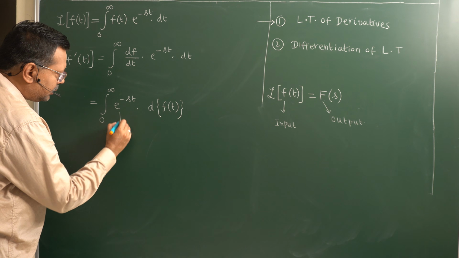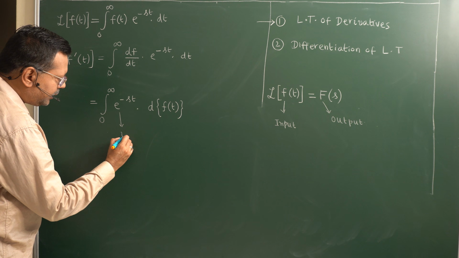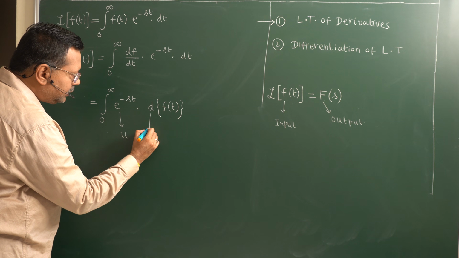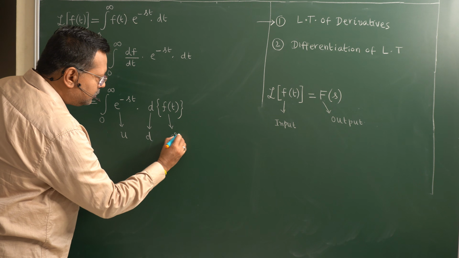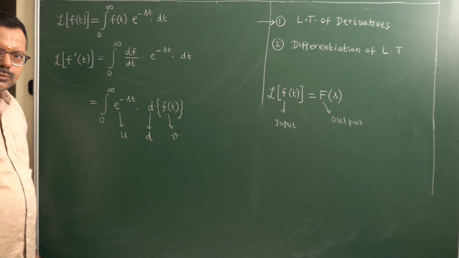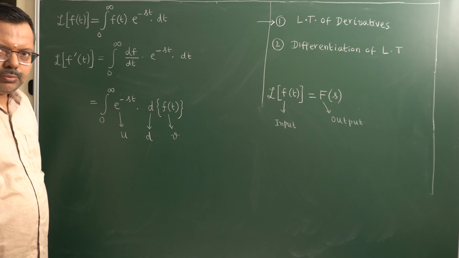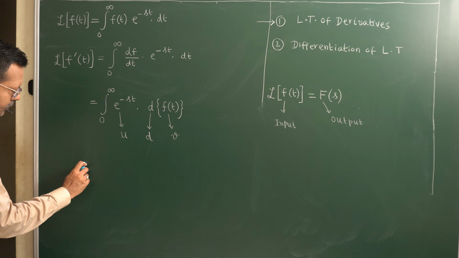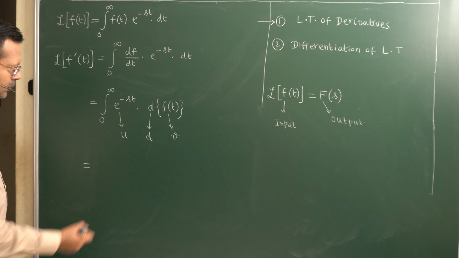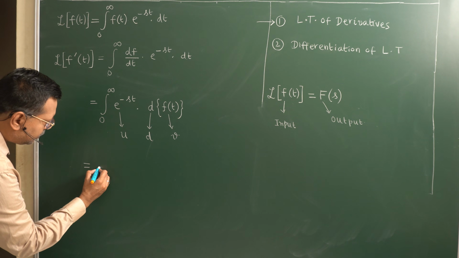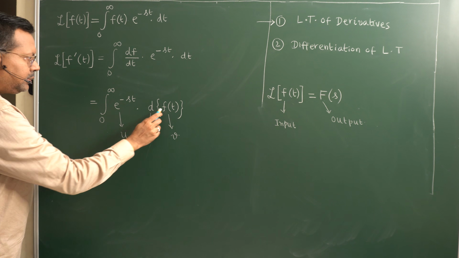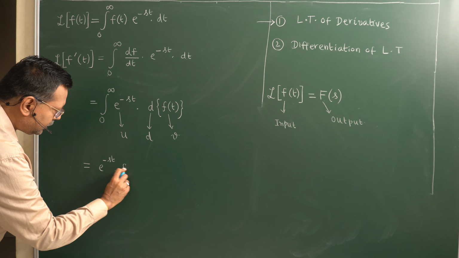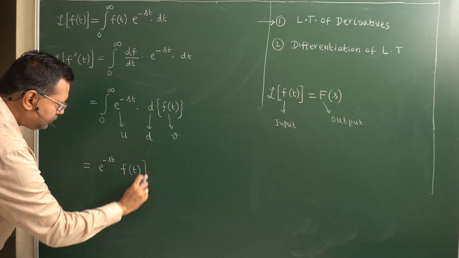So it is now clear that the first function can be taken as u, then this is anyway d here, and this will be your v. So you can apply the u dv formula for this, which will be convenient. If you do that, that gives you e to the power of minus st, then you have f of t. So let me write it like that. So this is f of t.